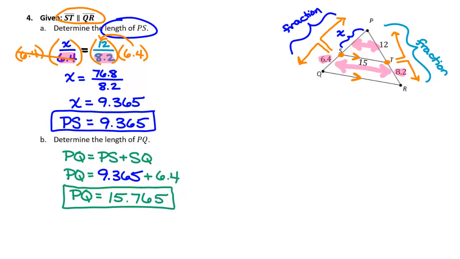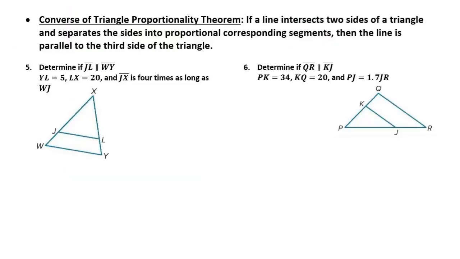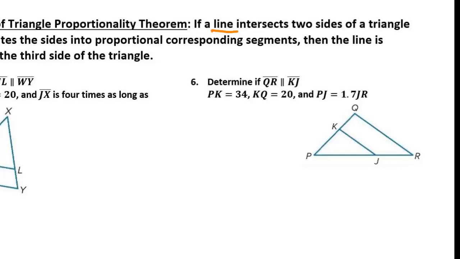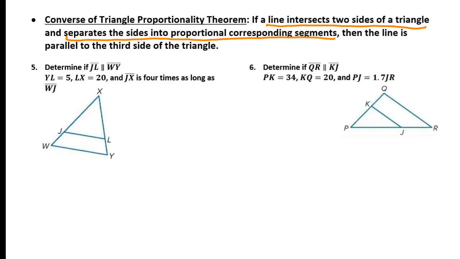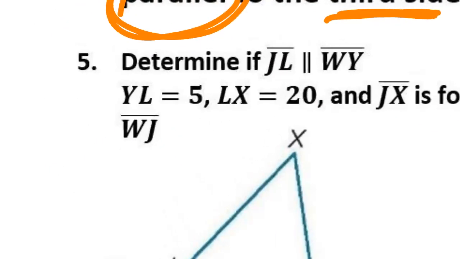All right. I'm going to look down at numbers 5 and 6. That is the converse of the triangle proportionality theorem. The converse of the triangle proportionality theorem says if a line intersects two sides of a triangle and it separates the sides into proportional corresponding segments, then the line is parallel to the third side of the triangle. So we're going to use this to figure out whether or not a line inside of a triangle is parallel to the side that it does not touch.